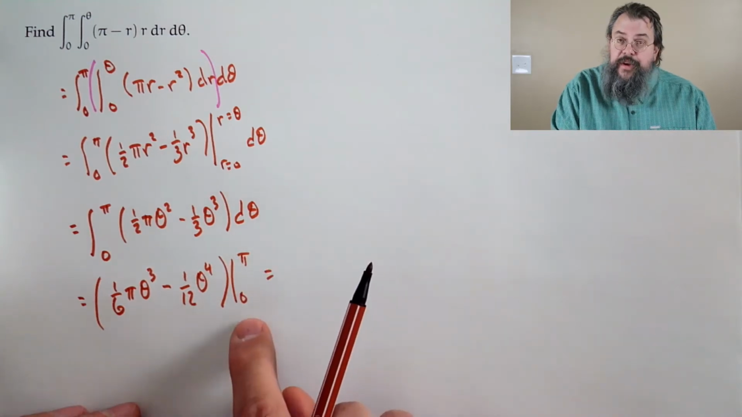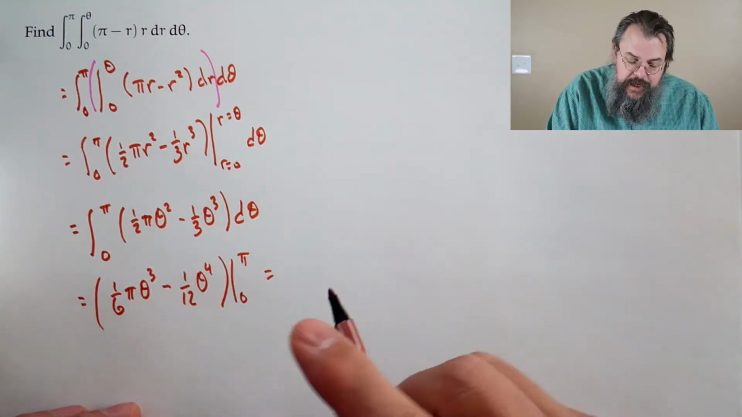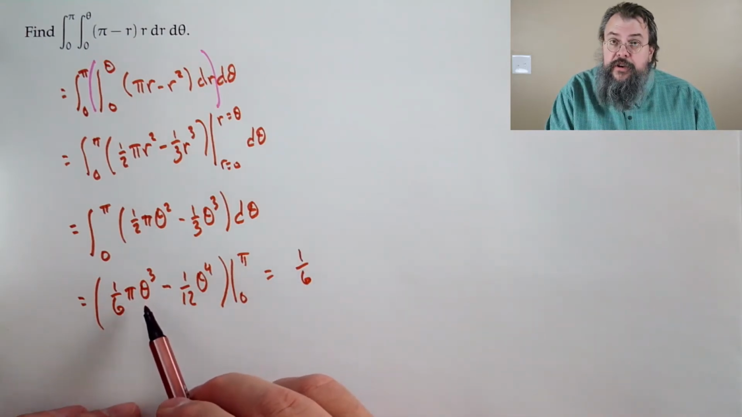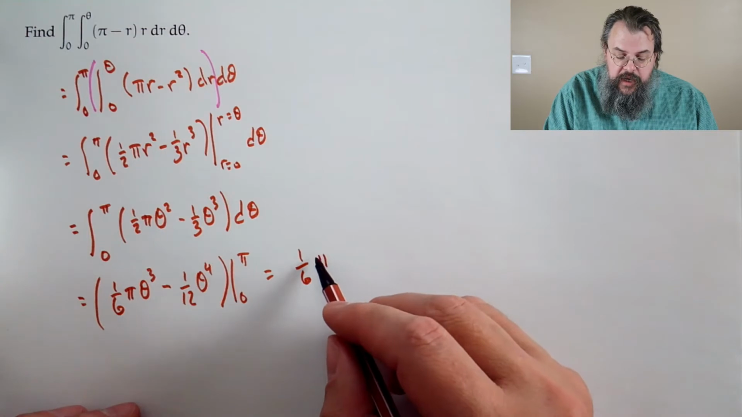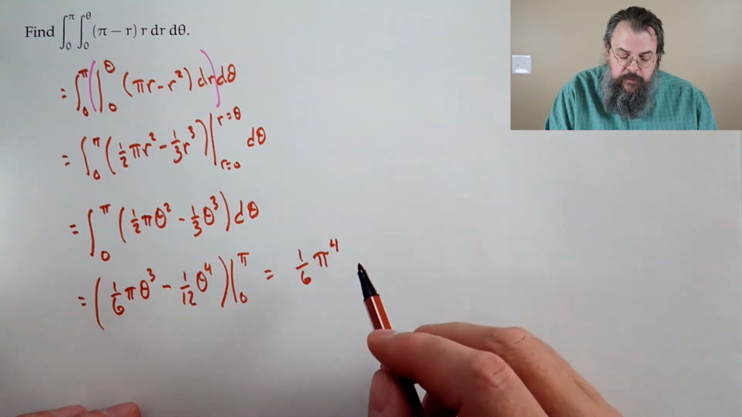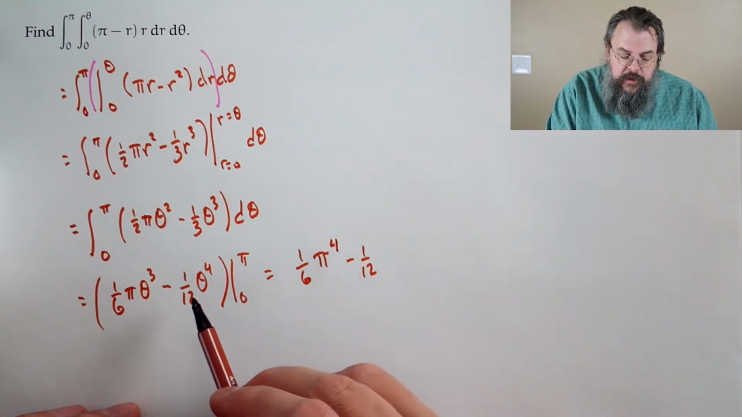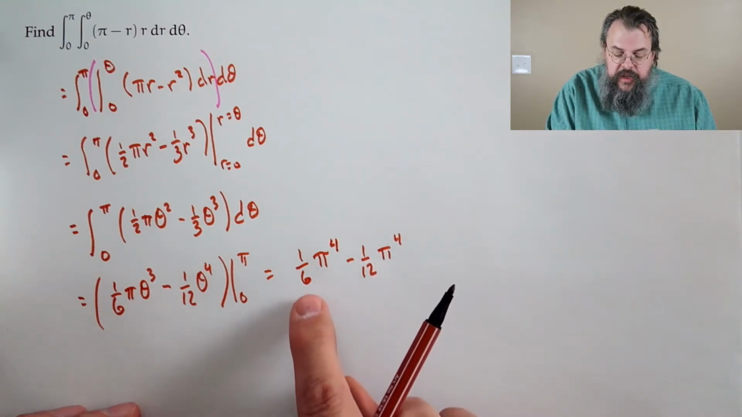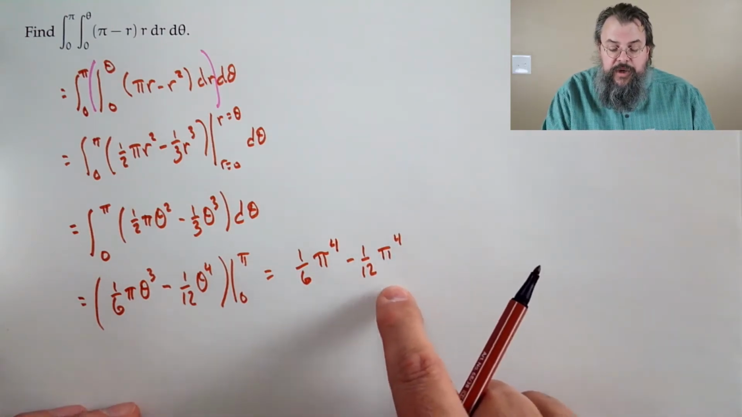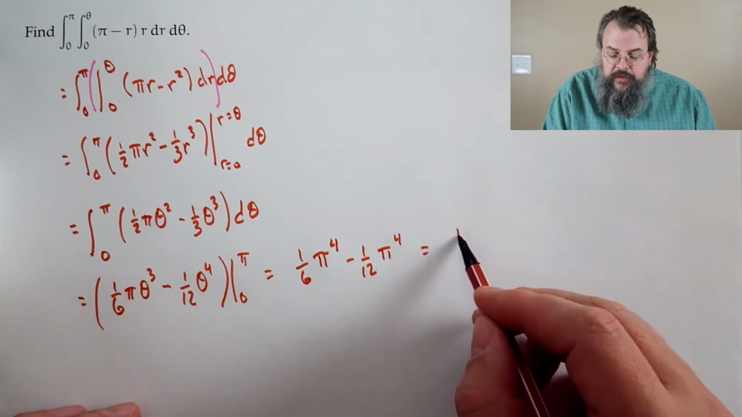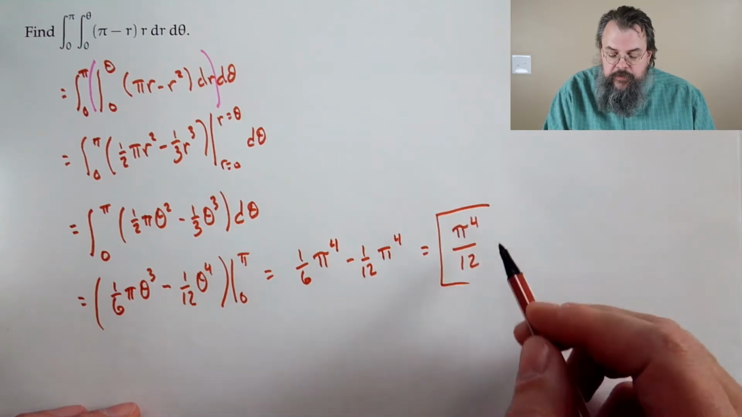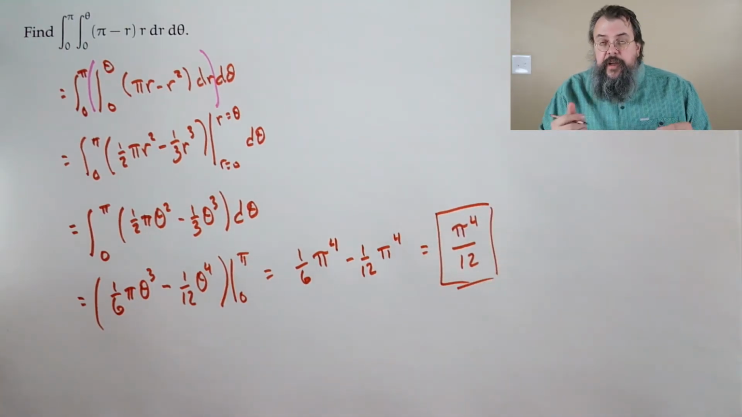Well, the nice thing again, you plug in 0, you get 0. Plug in pi, and we see we get 1/6 pi times pi cubed. That would be pi to the 4th minus 1/12 pi to the 4th. Well, we can put those together. It's like 2/12 minus a 12th, and so we end up with pi to the 4th divided by 12. And there we go. That's our answer.